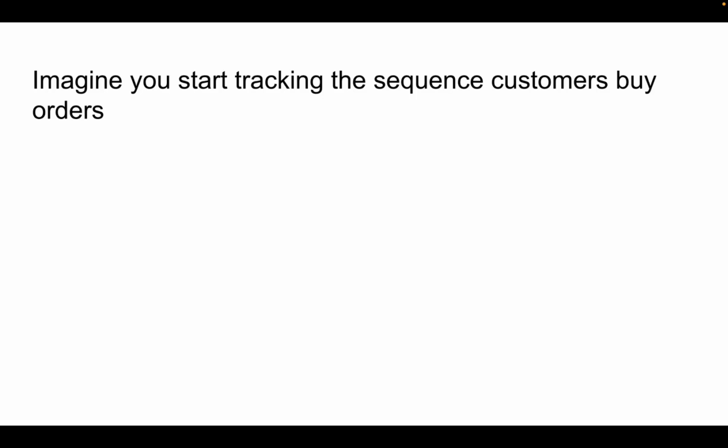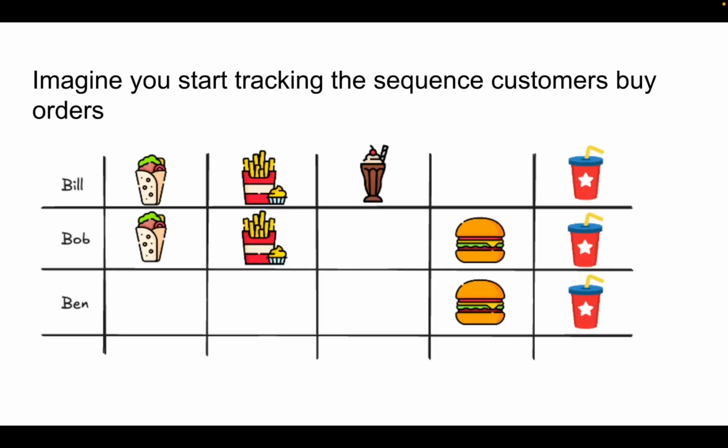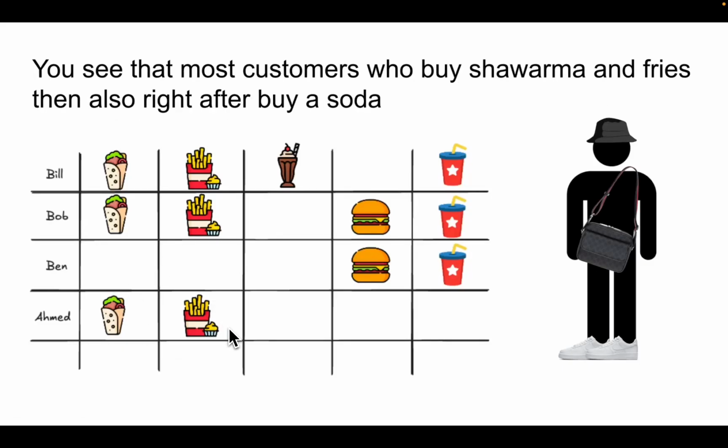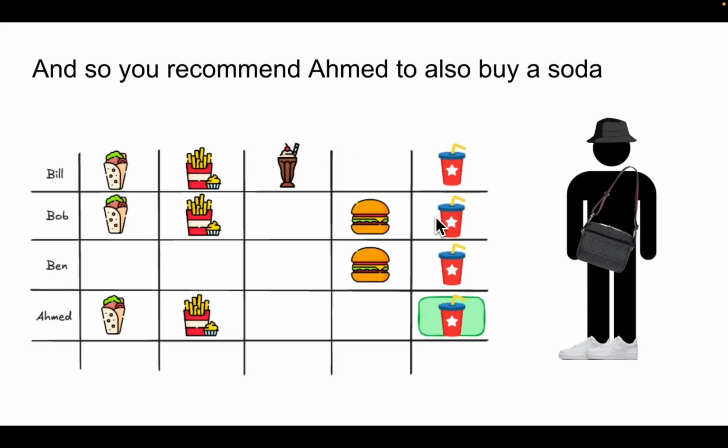Next, sequential models. Imagine you start tracking the sequence of customers' orders. For instance, Bill first buys a shawarma, and then fries, and then a milkshake, and then a drink. And similarly, Bob first buys a shawarma, then fries, then a burger, and then a drink. Ahmed is about to finish his first order and starts off with shawarma and fries, as we can see here. You see that most customers who buy shawarma and fries then also right after buy soda. And so you recommend Ahmed to also buy a soda.